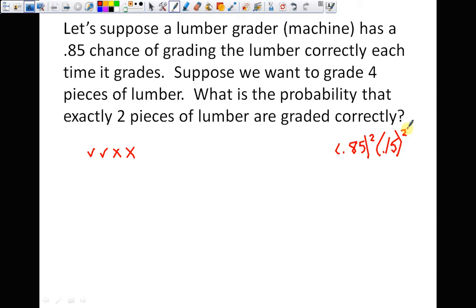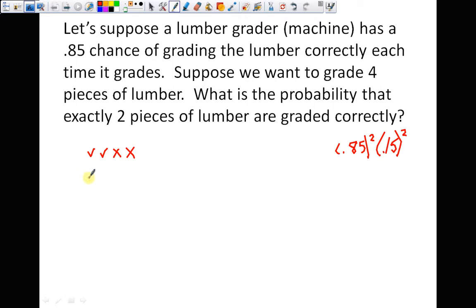Now that's not the final answer to our problem, because that's just the probability of getting this exact sequence: success, success, failure, failure. Well, there's other ways to get 2 out of the 4 successes. So what we're going to do is list those possible ways.